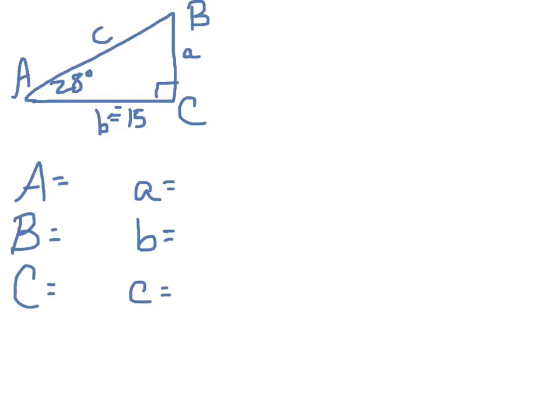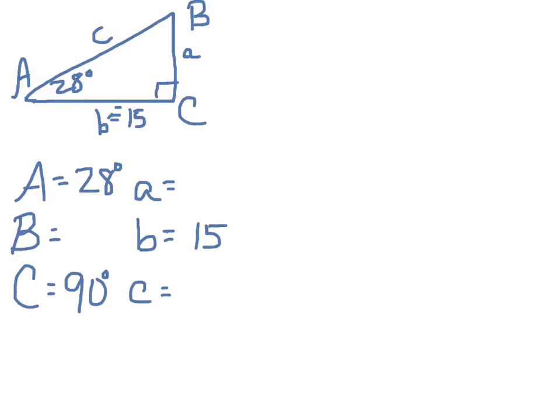How big is little b? What else did they give you? Big A. 28 degrees. Big C is 90. Awesome. So now, let's find the other three parts. That's what you're going to have to do for the last half of your assignment today, is find the other three pieces. Which piece should you find first?